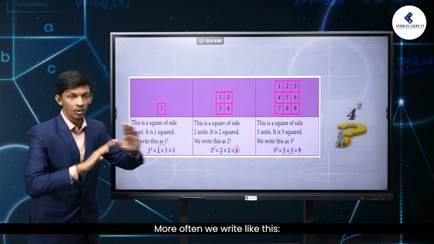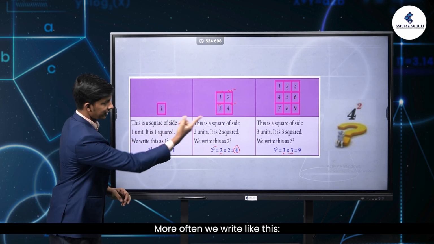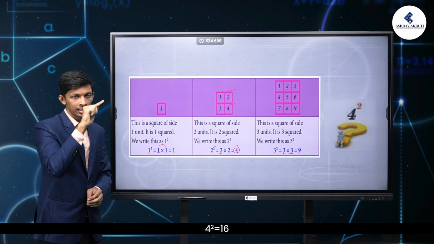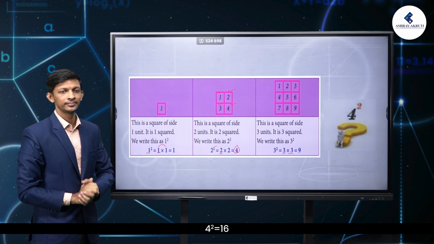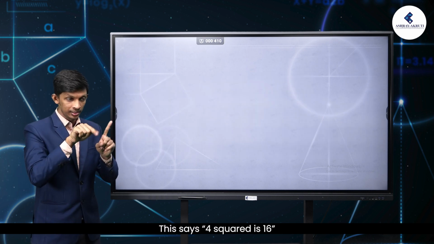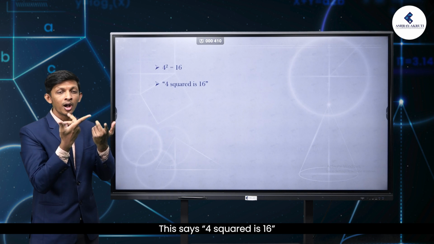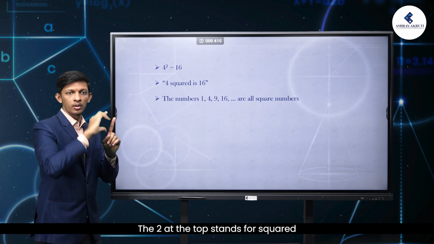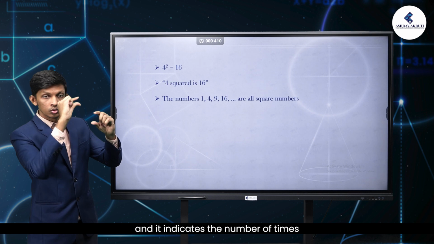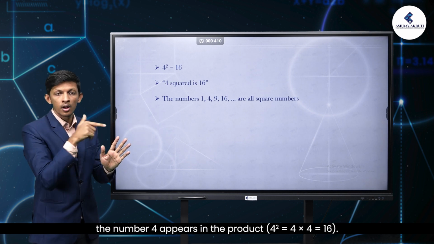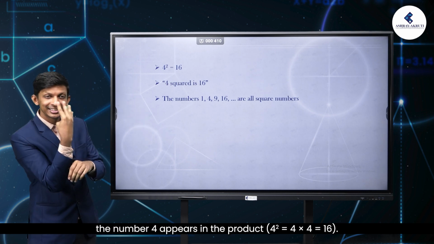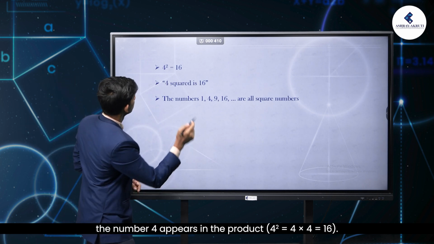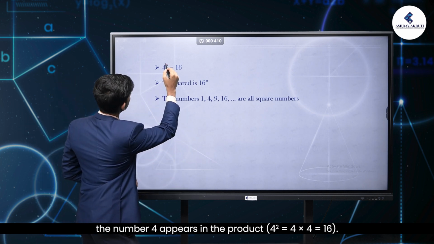More often, we write like this: 4 square is equal to 16. This says 4 squared is 16. The 2 at the top stands for squared and it indicates the number of times the number 4 appears in the product. 4 square equals 4 into 4 is equal to 16.